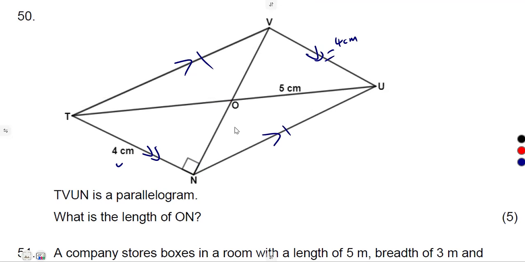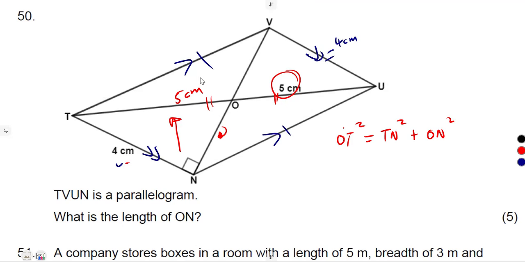Okay, no problem. We can simply use the diagonal concept. Remember, the diagonals of a parallelogram do bisect each other. So if this is 5, this is also 5. So TON is what? A right angle triangle. So use what? Use Pythagoras theorem. That is the hypotenuse, which is OT squared, is equal to the sum of the squares of these, which is TN squared and the ON that we want.